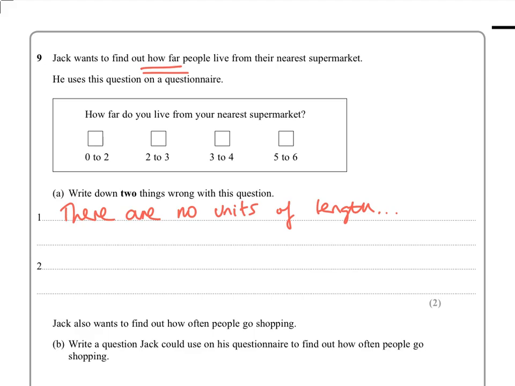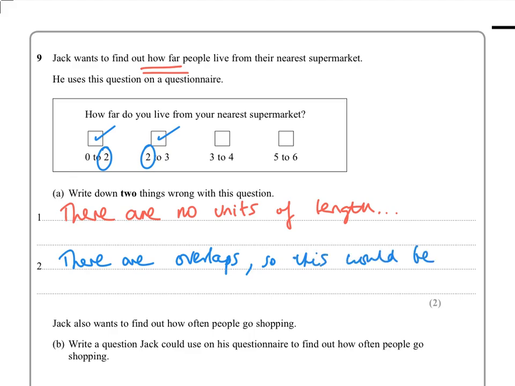And secondly, this is the real big no-no. If you wanted to answer 2, say 2 miles, then you could tick this box and this one at the same time. So you would say there are overlaps. So this would be ambiguous. You don't have to use that word, but just say there's overlaps and there shouldn't be. So let's have a look at the next part.